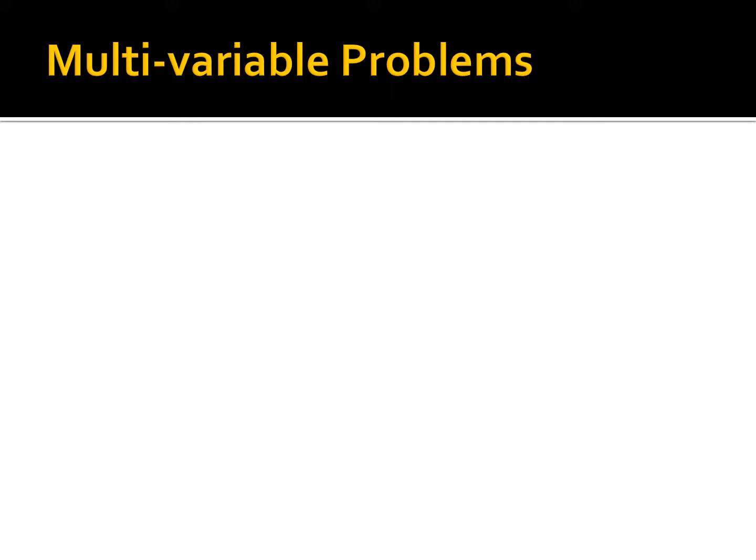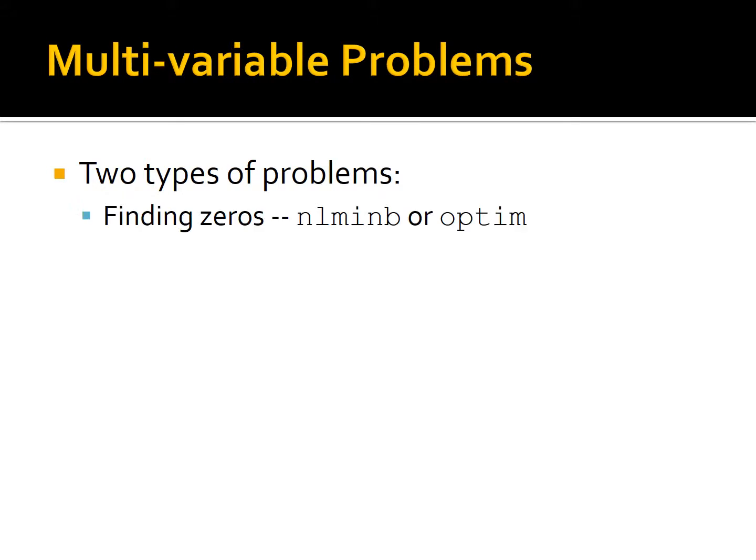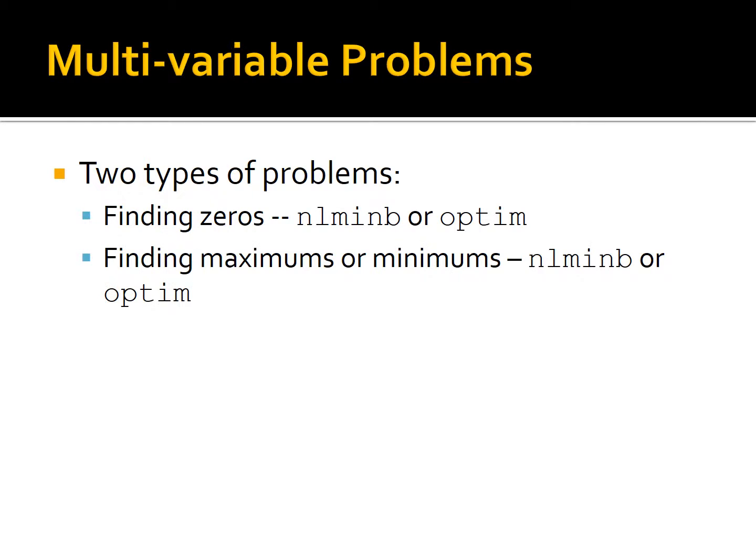Alright, let's move on to the multi-variable problems. Again, we have two types of problems. We need to find zeros based on multiple variables, or we would like to find the maximum or minimums. Both of them use the same function, which is nlminb or optim. These two functions are used to find the maximum or minimums, but we can adapt them to find zeros.